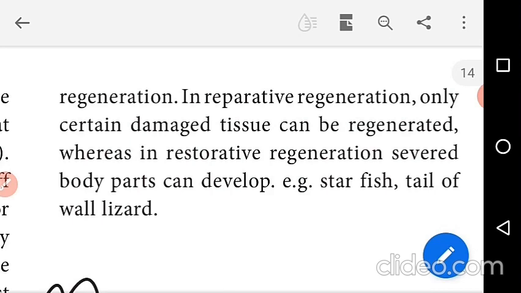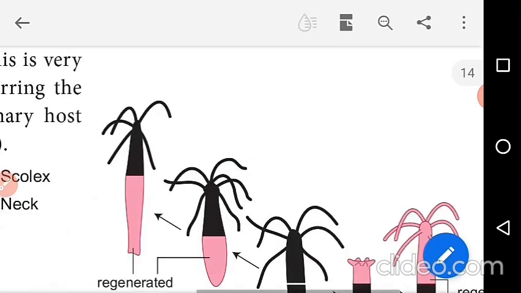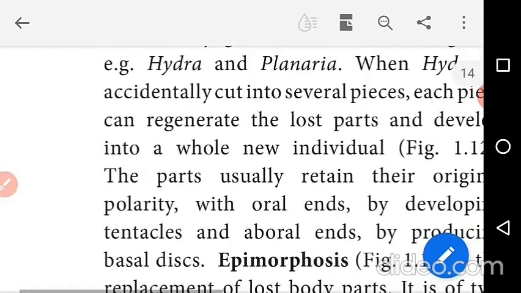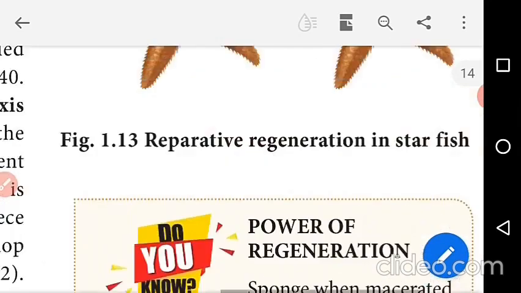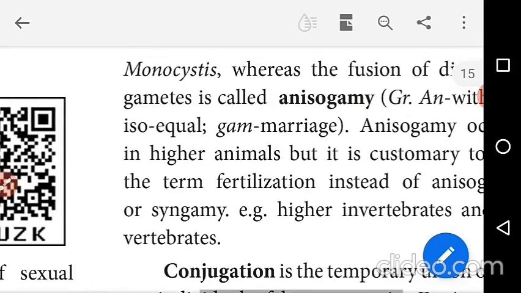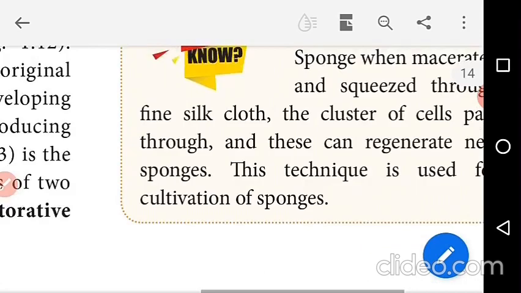So these all have restorative regeneration. Then next, go to sexual reproduction. Now we have finished asexual reproduction. Now we can go to sexual reproduction.